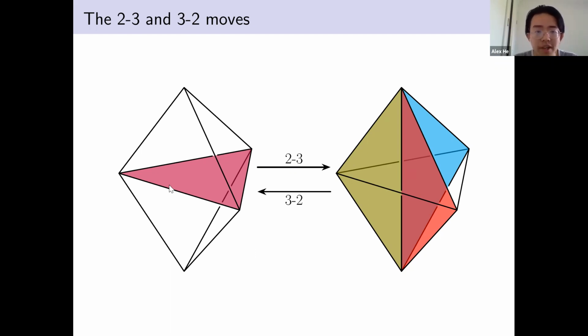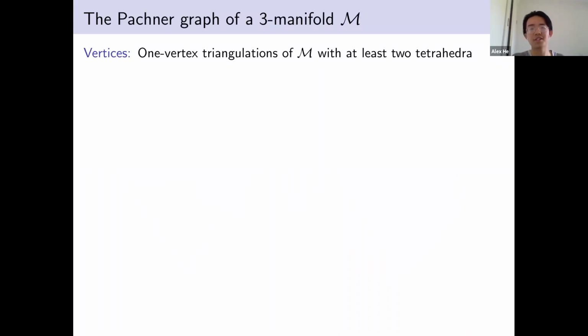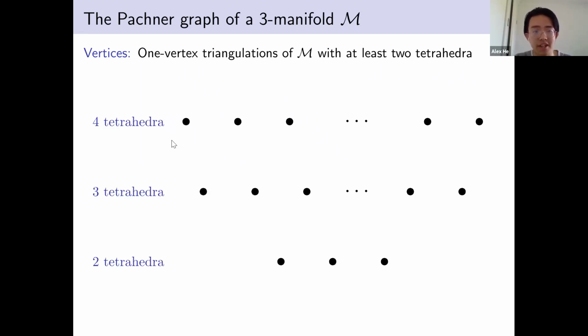You can encapsulate all these moves and their structure in a useful way. You build an infinite graph where you take your vertices to be one vertex triangulations of your manifold with at least two tetrahedra. We need at least two tetrahedra because to apply a 2-3 or 3-2 move, you need at least two tetrahedra. So we just ignore one tetrahedron triangulations. As I say, this gives you an infinite graph, and you can naturally arrange the vertices of this graph in levels. You have all the two tetrahedron triangulations, all the three tetrahedron, all the four tetrahedron, and so on. And okay, what are the edges of this graph?